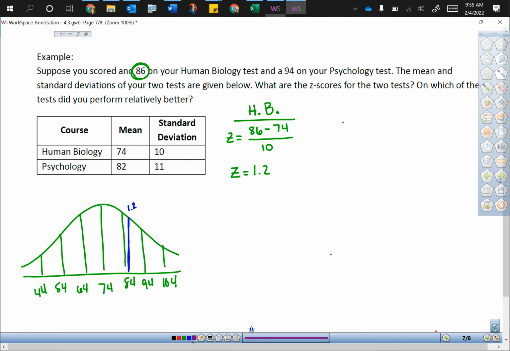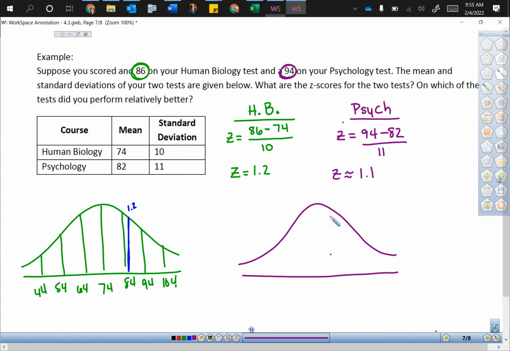Now, let's figure out the same thing for the psychology test. So the z-score is your score. What did you score on the psychology test? 94 minus the class average, which is divided by the standard deviation, which is, and what do you get? About 1 point what? 1.1. Should be about 1.1. Is that what we got? Yep, 1.09, about 1.1.